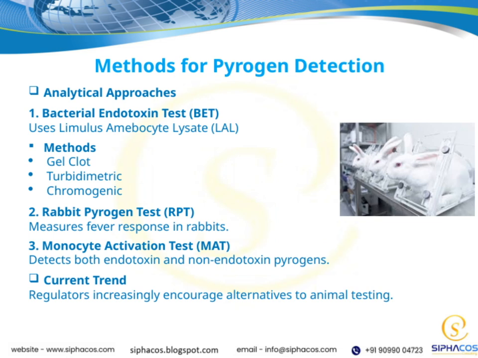Then there's the rabbit pyrogen test, which measures fever response directly in rabbits. Finally, the monocyte activation test can detect both endotoxin and non-endotoxin pyrogens. Importantly, regulators are pushing for alternatives to animal testing, shaping the future of pyrogen detection.